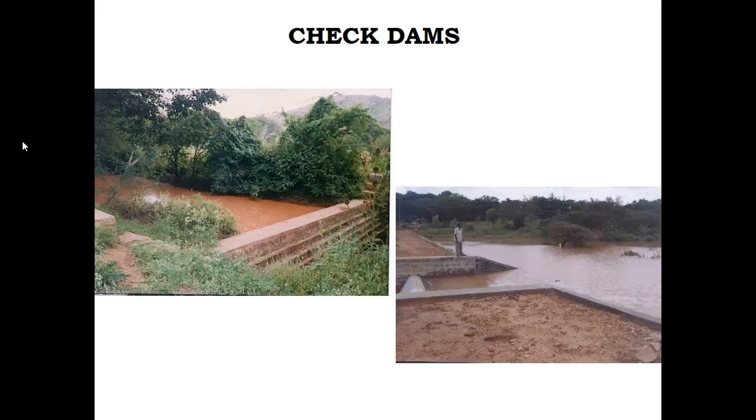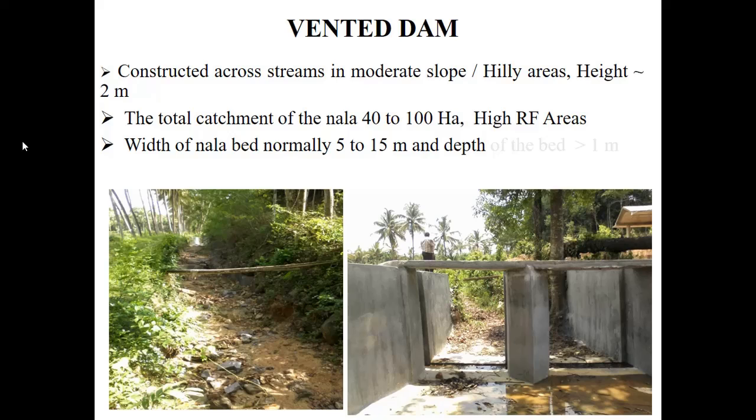So this is the photograph of check dams. You may have observed them in your areas also. So vented dams are constructed across the streams in moderate slope hilly areas. The height of the dam should be less than approximately 2 meter.